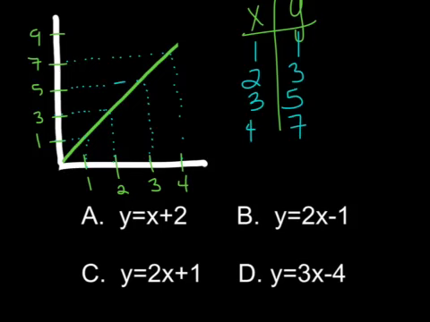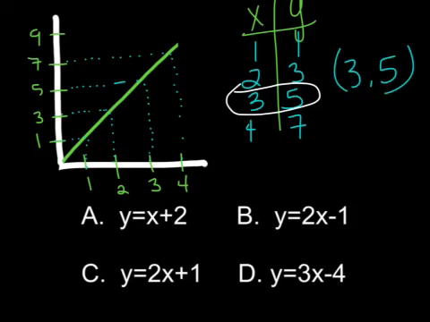Now, I then have to go back and solve it just like I did the last one. So I take my third order pair, and I'm going to plug it into each equation. So if it is 3, 5, that means my x is 3, my y is 5. So 3 plus 2, does that equal 5? Yes. Okay, let's check the next one. 2 times 3 minus 1. Well, 2 times 3 is 6, minus 1 is 5. Uh-oh, works for that one too.